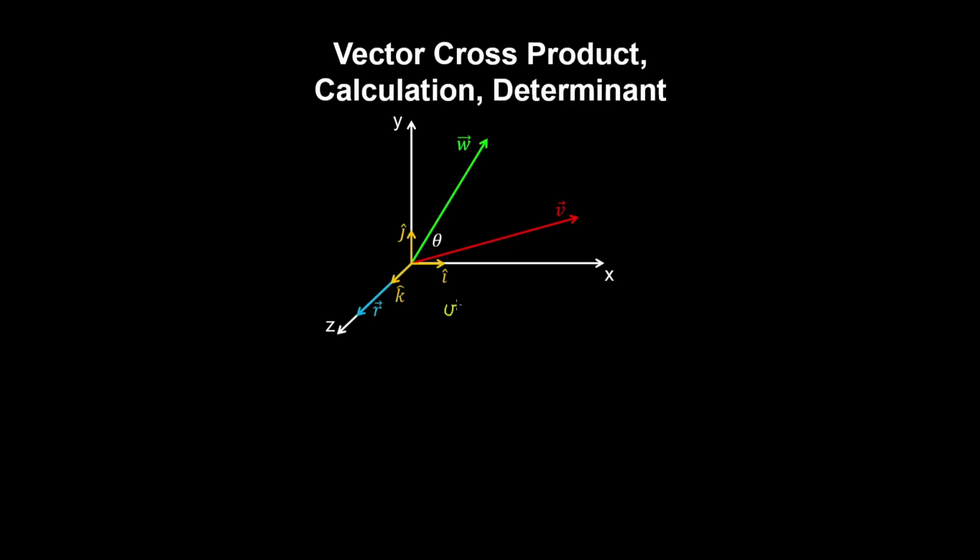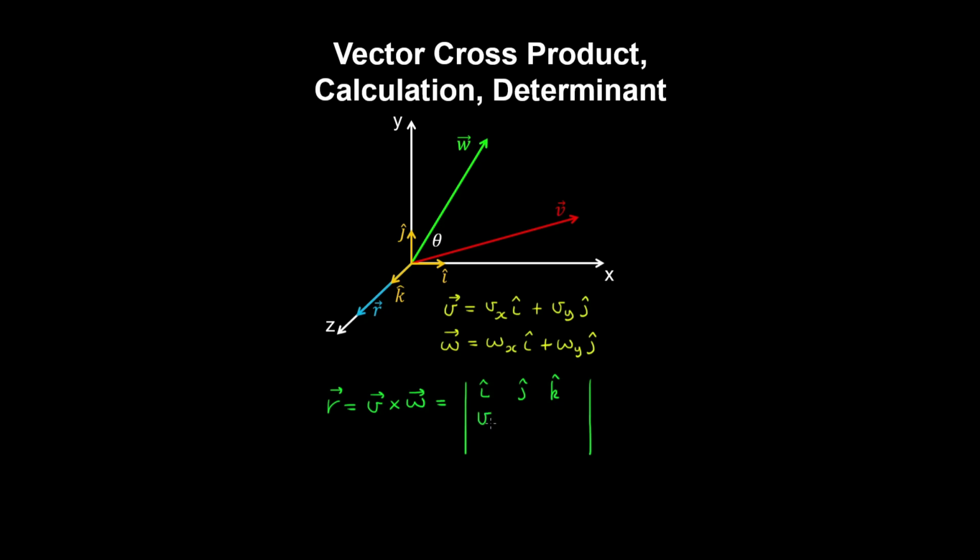Suppose we have vectors v and w in the xy plane, which can be represented using the following components. Well, the cross product between these vectors can be calculated using the determinant of a matrix. So in the first row, we write the unit direction vectors. And in the subsequent rows, we'll write the components of vectors v and w.